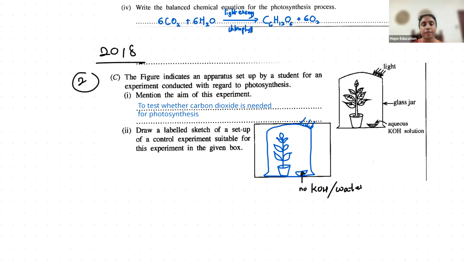Then 2019 again, second B. Okay, let me get the 2019 paper. Give me a second. Okay, B. Yeah, okay. Then light energy. Let me get this question to the whiteboard.